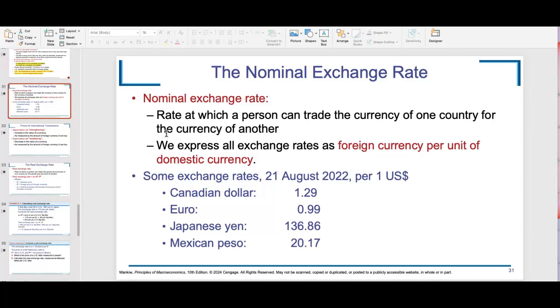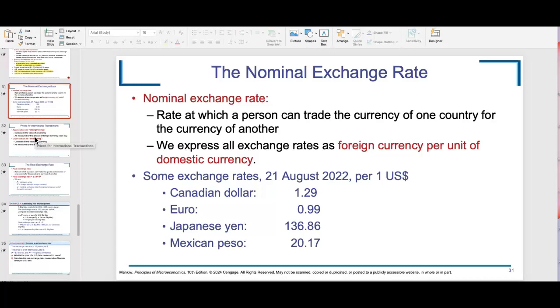Japanese yen, 136.86 yen for a dollar. Mexican peso, 20.17 for a dollar. So for those of you who come from abroad, like France, Austria, you can go look it up. What is the exchange rate for a US dollar? Kind of to see the nominal exchange rate.